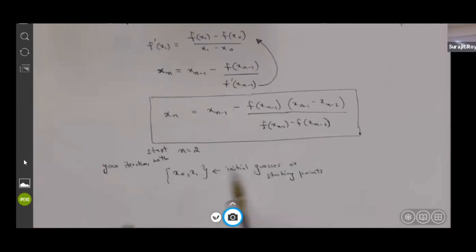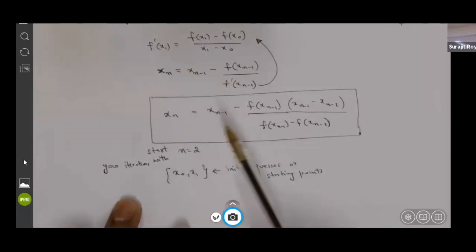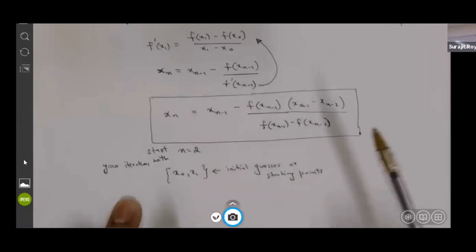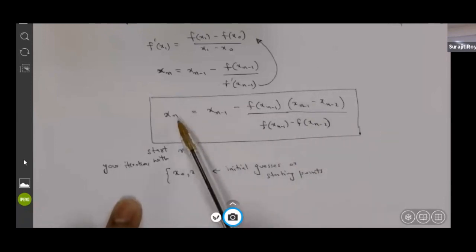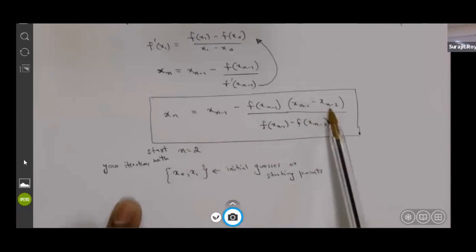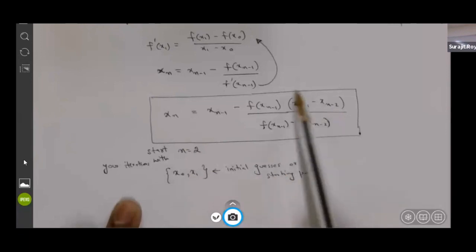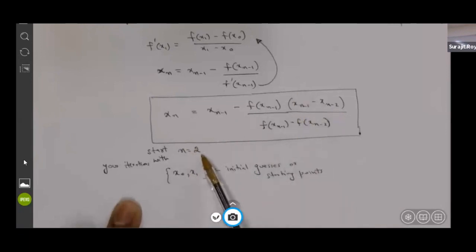So what I was saying is that in this method, you need 2 starting points as an initial guess. Once you start with this, you write your algorithm, or the loop, whether you are using a for loop or while loop, and for that loop, the counter starts at 2. When the counter starts at n equals 2, you need x1 and x0. x1 and x0 are already known to you, since you have already assumed them as starting points. So everything will be known from n equals 2 onwards.